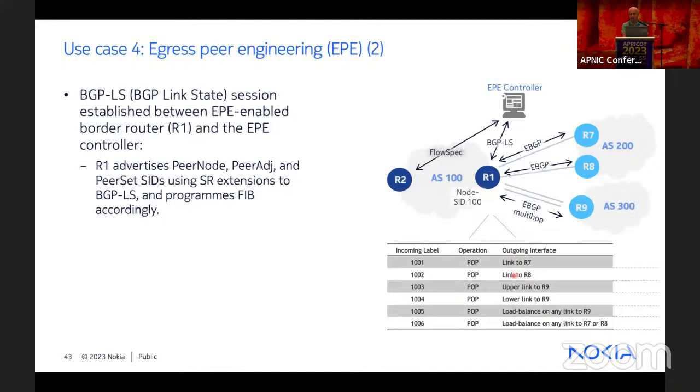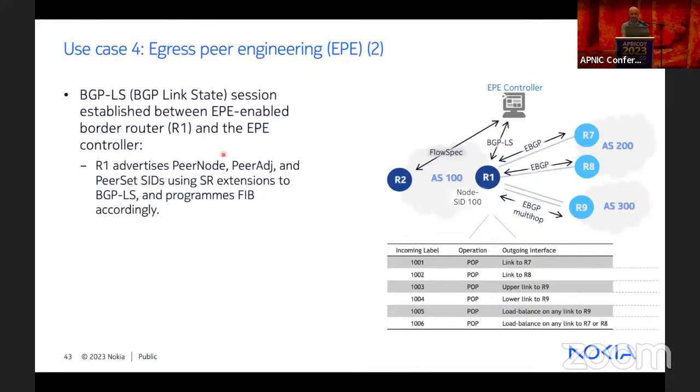1002, it sends it on the link to R8. 1003, it sends it on the upper link to R9. 1004, sends it on the lower link to R9. 1005 is interesting. It load balances on any link to R9. And 1006, it load balances on any link to R7 or R8. So now that you guys are experts in BGP EPE, can you tell me what these SIDs are?